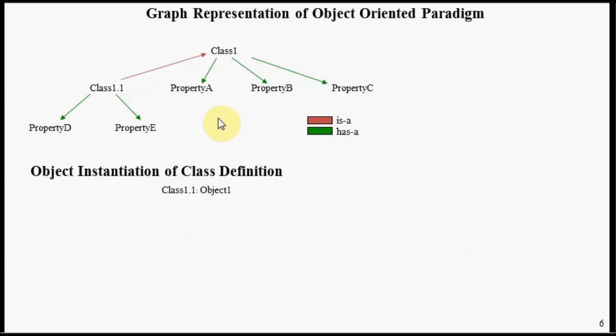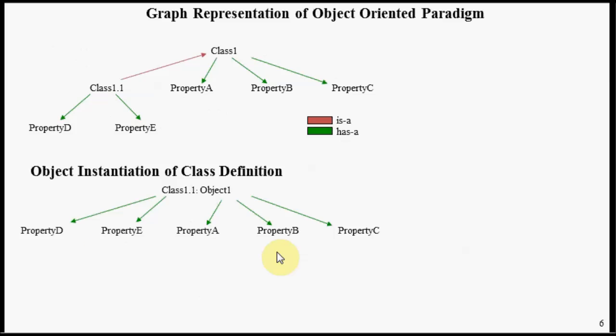Now let's look at a graph here. Let's look at what happens if we want to instantiate class 1.1. Let's look at the equivalent object graph. In this case, it would look like the following.